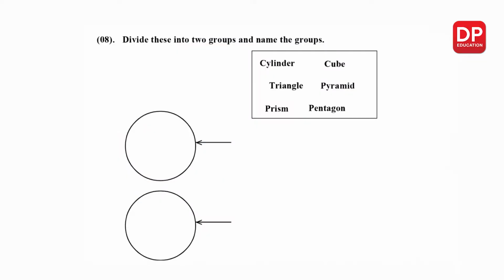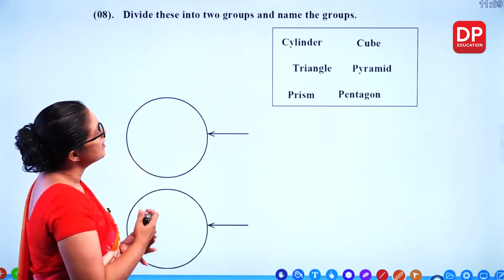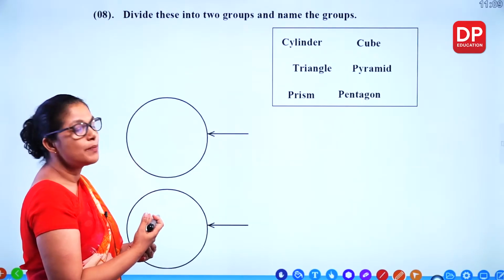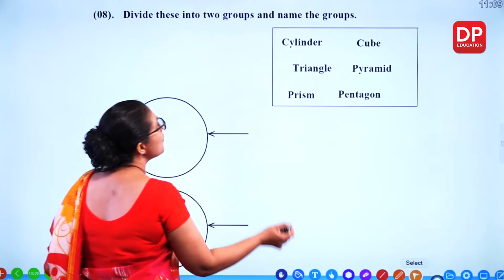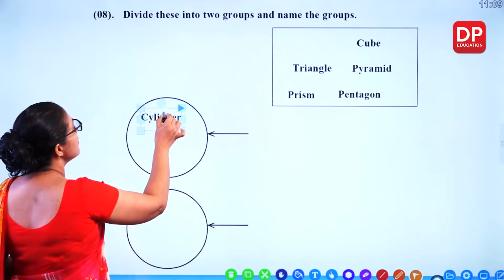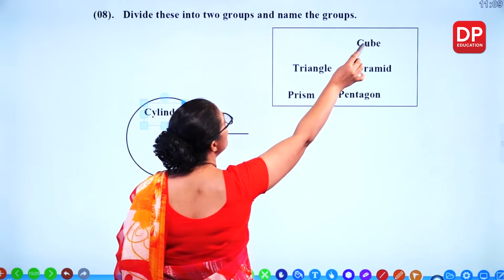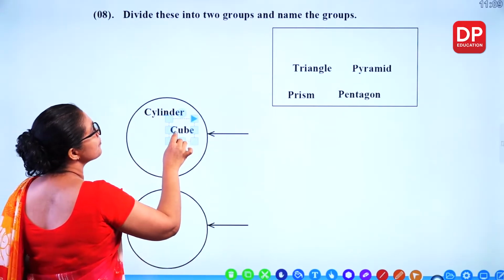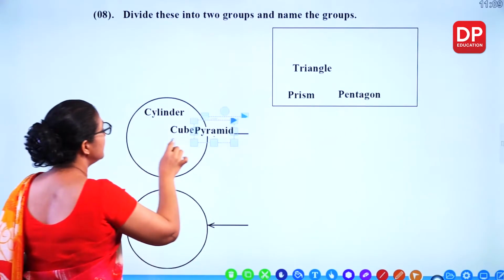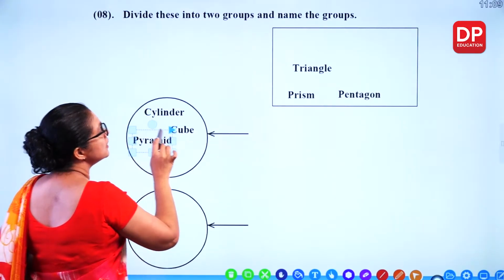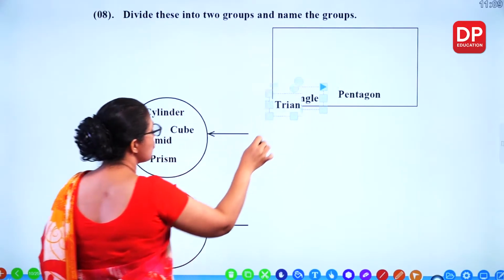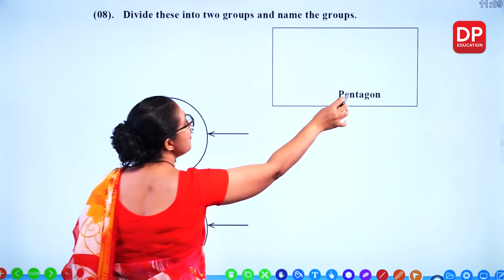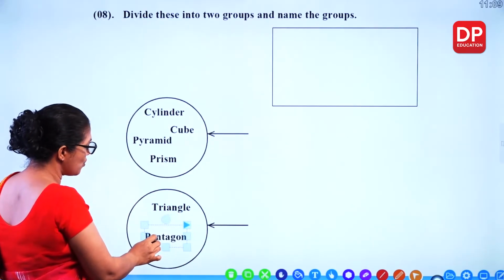Look at this one. Divide these into two groups and name the group. Cylinder, cube, triangle, pyramid, prism, pentagon. What do you know about those? We'll take cylinder in one, cube, pyramid, prism in one group, and triangle and pentagon in another group.